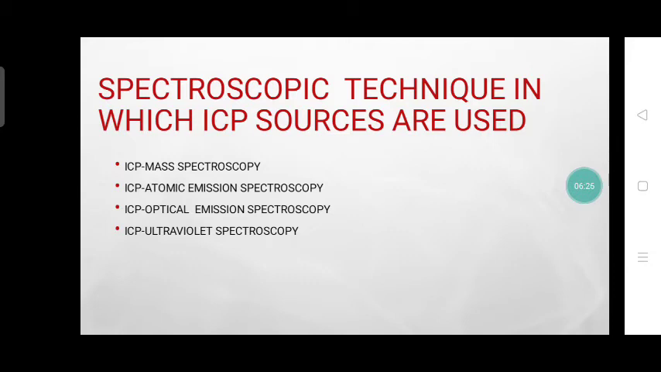Where ICP sources are used, there are some techniques, and these techniques are ICP mass spectroscopy, ICP atomic emission spectroscopy, ICP optical emission spectroscopy, and ICP ultraviolet spectroscopy.